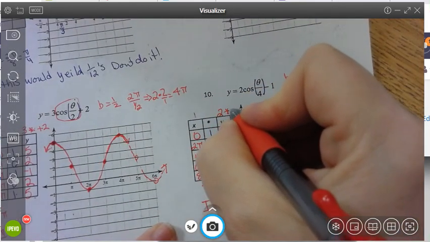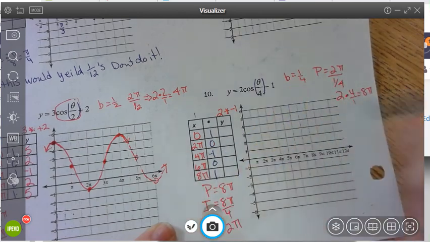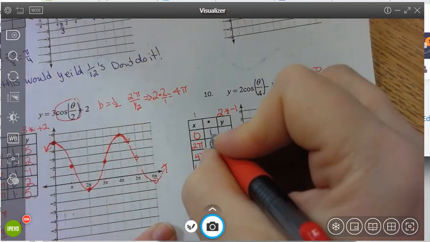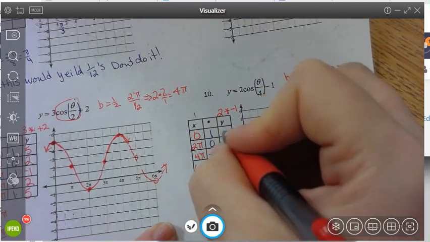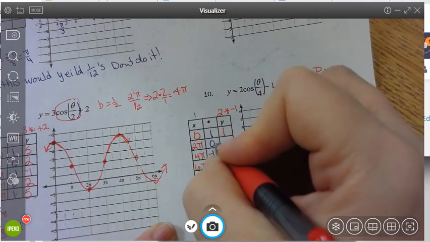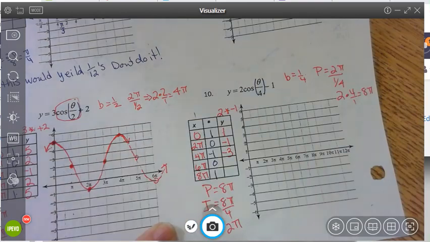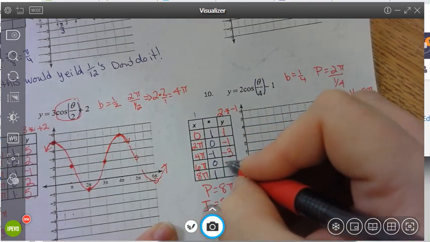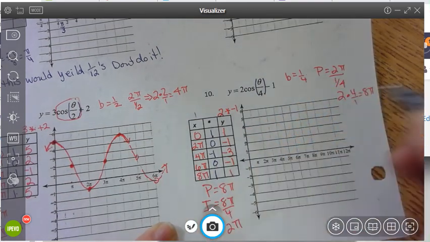Okay, what do we do over here? 2 times the magic number minus 1. What's the magic number? It's all the ones we filled in. So 2 times 1 is 2. 2 minus 1 is 1. 2 times 0 is 0. Minus 1 is negative 1. Negative 1 times 2 is negative 2. Minus 1 is negative 3. I have all the numbers I need. 0 is negative 1. 1 is back to 1.